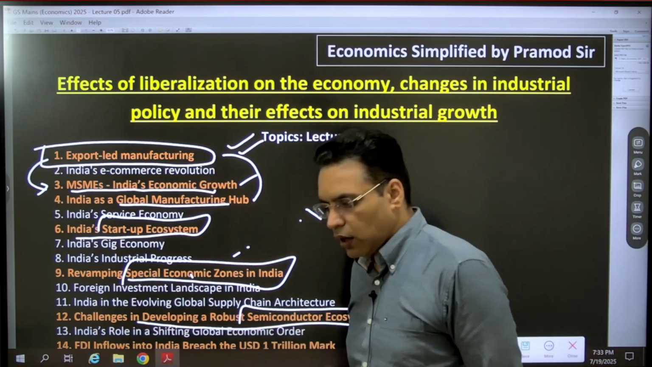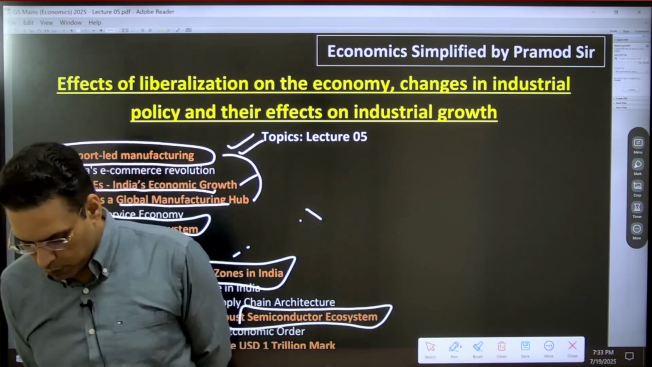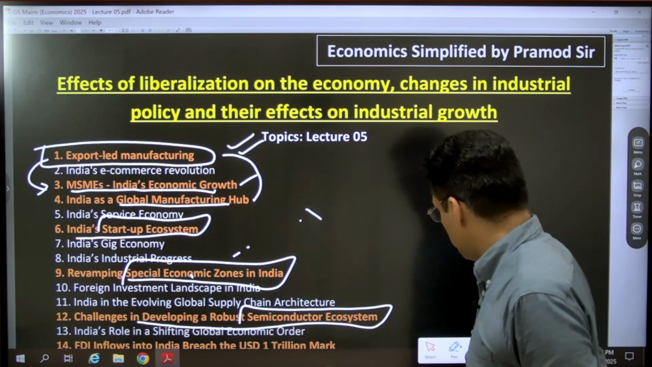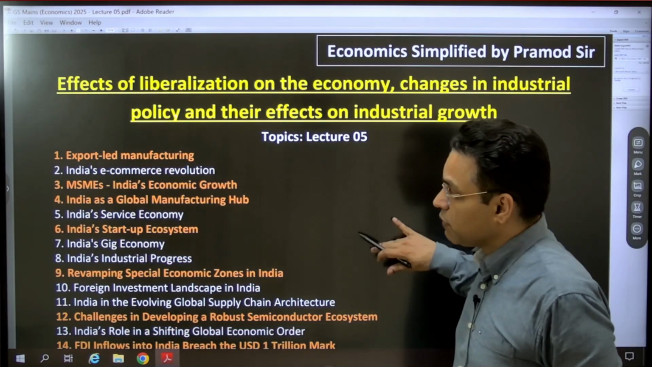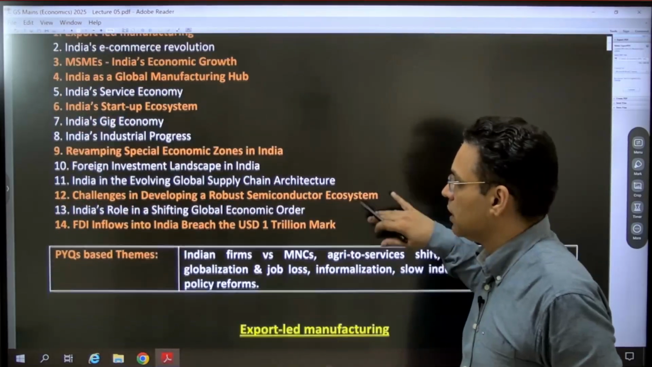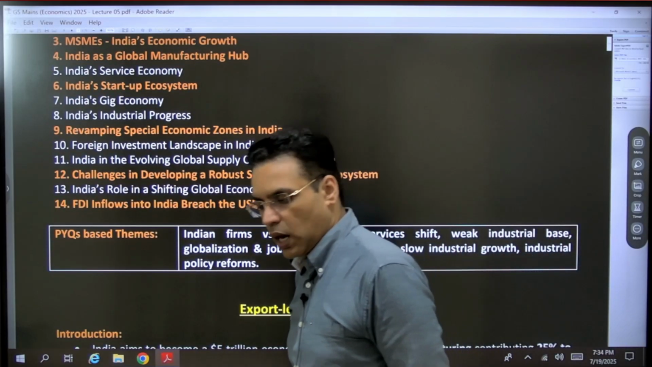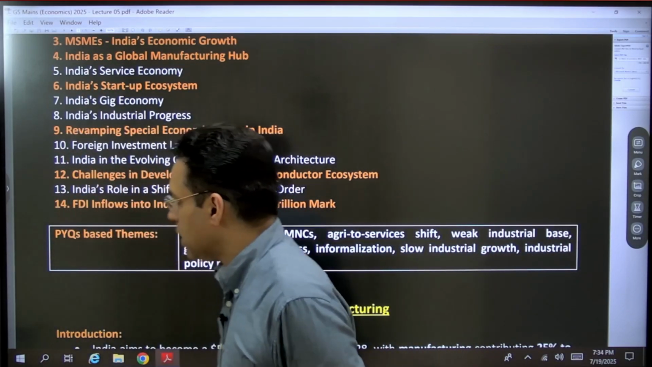Now India is making multiple efforts. We are investing with the companies, asking them to invest here. Then FDI flow breaches $1 trillion since 2000. So in the last 25 years, we have crossed $1 trillion.